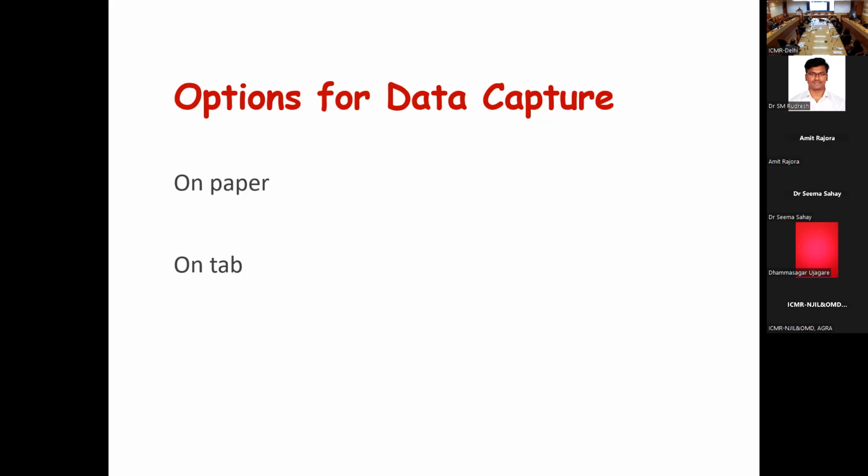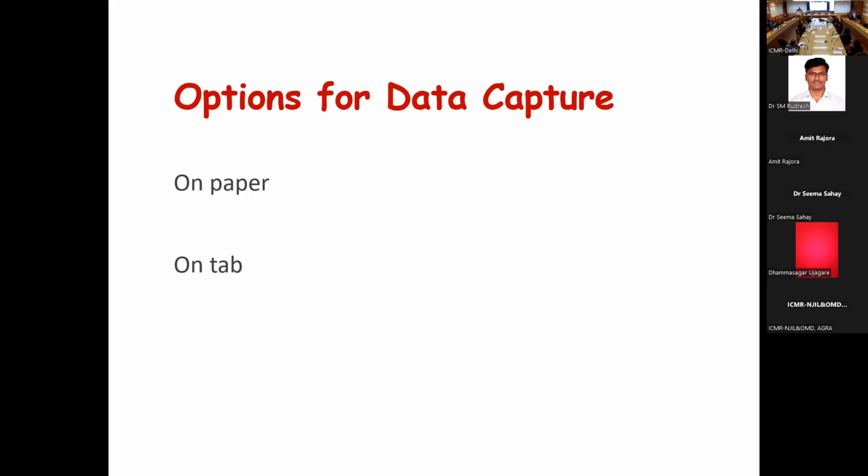Now there are 2 methods of data collection. One is you collect on paper and then get it entered through a data entry operator. The other is capturing data on a tab itself. But there are limitations to this. Once you collect data on a tab, you have no way to go back to the source and verify. This becomes your source document. But once you collect data on paper and enter it, there could be entry errors, but you can go back to your source documents and verify what is right and what is not.